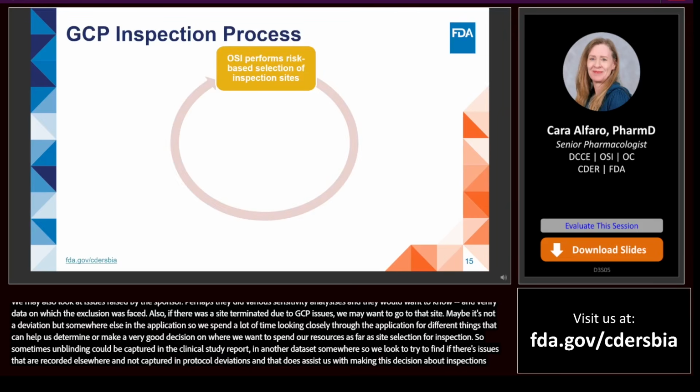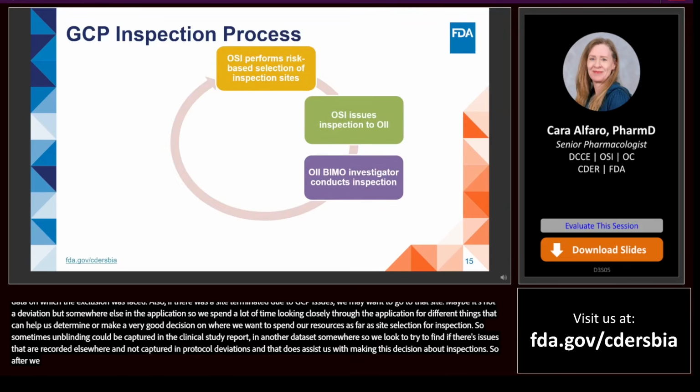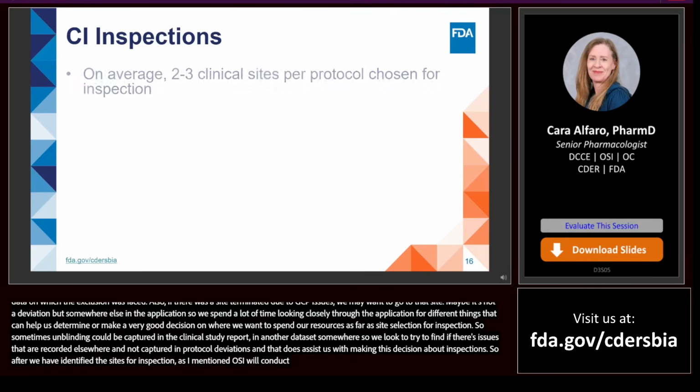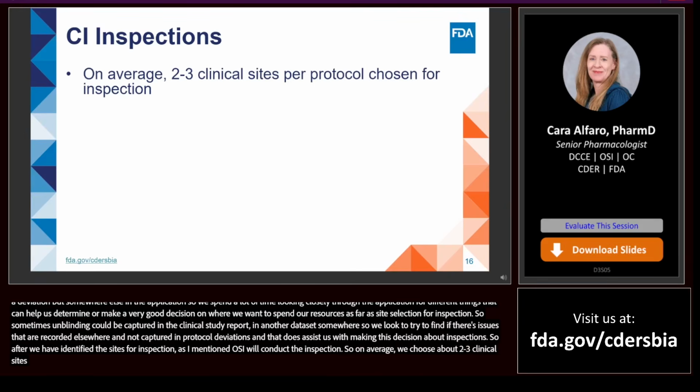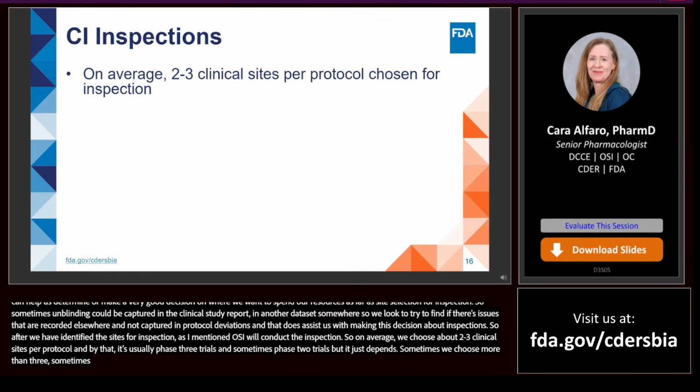So after we've identified the sites for inspection, as I mentioned, OSI will issue an inspection to OII and they will conduct the inspection. So on average, we choose about 2 to 3 clinical sites per protocol chosen for the inspection. And by protocol, usually it's phase 3 trials, sometimes it's phase 2 trials. It just depends. Sometimes we choose more than 3 sites. We usually don't choose less than 2. So on average it's 2 to 3, but again, there's a lot of wiggle room there.